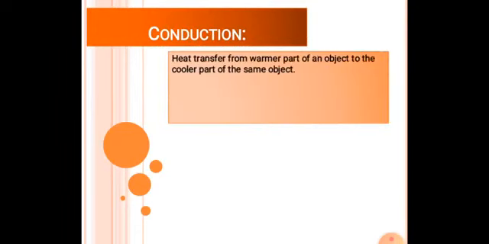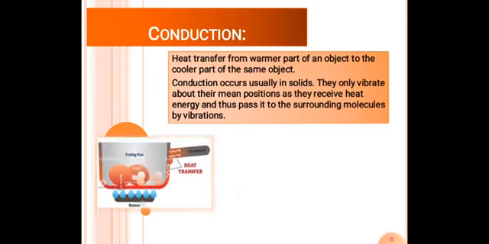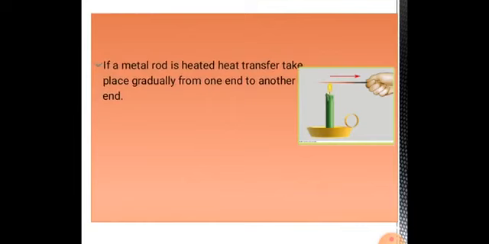First one is conduction. Heat transfers from the warmer part of an object to the cooler part of the same object. Conduction occurs usually in solids. They only vibrate about their mean position as they receive heat energy and thus pass it to the surrounding molecules by vibration. If a metal rod is heated, heat transfer takes place gradually from one end to the other end.